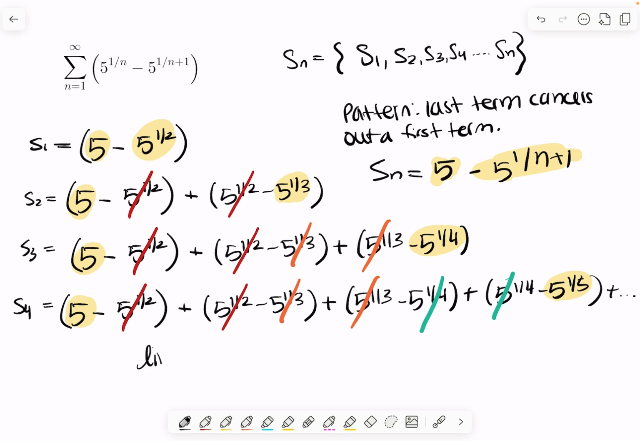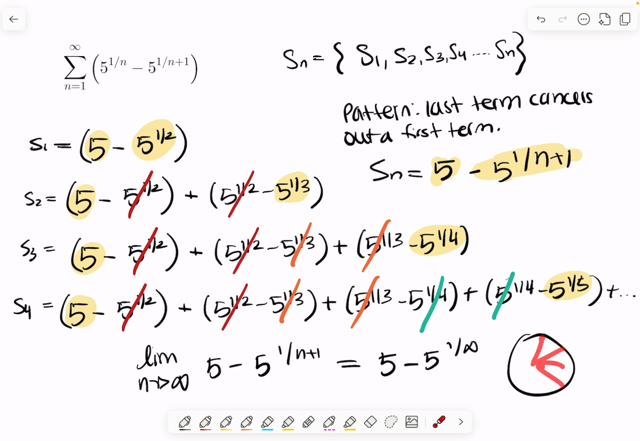Then you want to take the limit of your sequence of partial sums as the numbers in the sequence go to infinity, and it's 5 minus 5 to the 1 over n plus 1. This becomes 5 minus 5 to the 1 over infinity plus 1. What's a plus 1 going to do? Nothing, so it's just infinity. 1 whole divided into infinitely many pieces becomes infinitely smaller, so small, it goes to 0, and anything to the 0 is just 1. Then we have 5 minus 1, which is 4, and that's our answer.